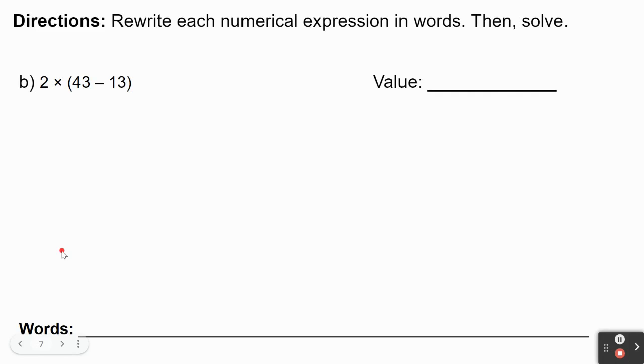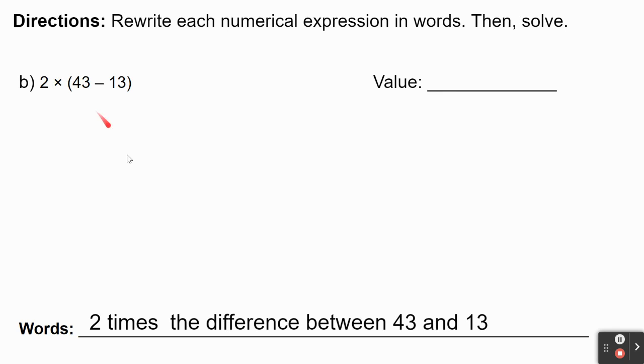All right, so now let's try B, 2 multiplying by the answer to 43 minus 13. So first we're going to be multiplying here. When we're rewriting this in words, we can see that we're multiplying 2 times the answer to the subtraction problem. So let's write 2 times, because that's what's here. And now we're going to be finding the answer to 43 minus 13. Well, the answer to a subtraction problem, the word we can use is difference. So we're going to be finding the difference between 43 and 13.